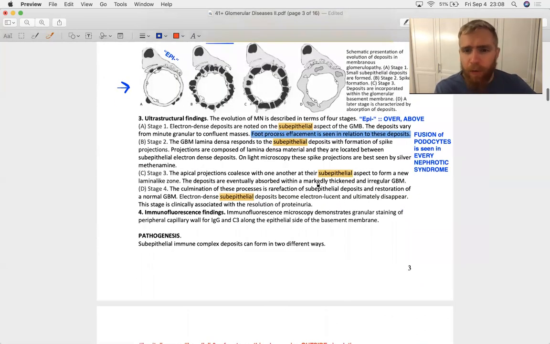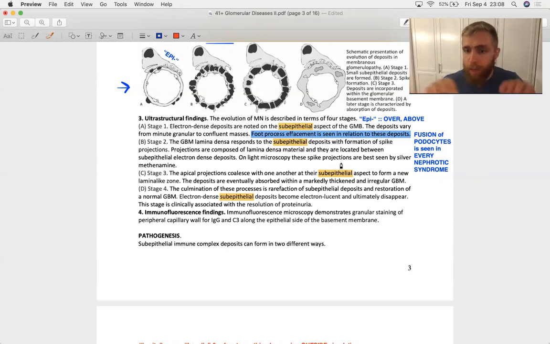Subepithelial, subepithelial. They really want you to know that membranous nephritis or glomerulopathy, membranous anything, has subepithelial deposits. And you are also going to see foot process effacement of podocytes in relation to these deposits. When you see the word effacement, you might not know what that word means. I don't exactly use it in my everyday conversation. What it means is fusion of podocytes.